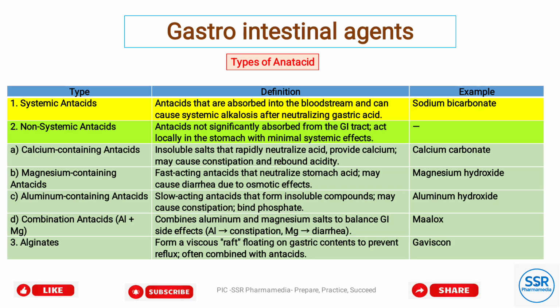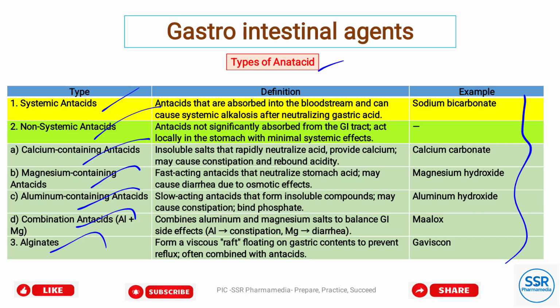Next, we'll see the types of antacids: systemic antacid, non-systemic antacid, calcium-containing antacid, magnesium-containing antacid, aluminum-containing antacid, combination of antacids, and alginates. The definitions and examples are given here, so read them one by one, take a screenshot and read it.